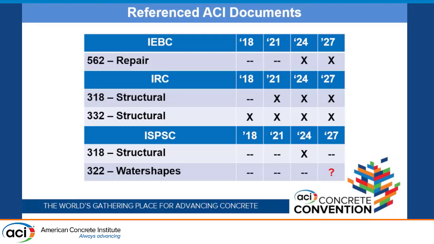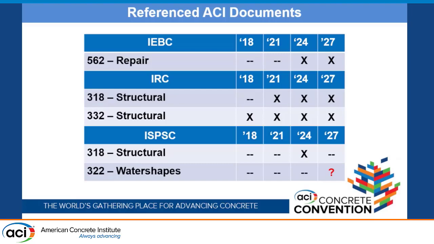In the IRC, we'll continue to have 318 and 332 referenced. And in the International Swimming Pool and Spa Code, for structural design, we have 318 for the reservoir of pools. But the newly formed ACI committee 322 said 318 doesn't go far enough because it doesn't really deal with leakage issues. So there's some durability and leakage requirements that have to be addressed. Initially they were thinking they would get their standard done in time for the 2027, but it doesn't look that way. It'll probably be 2030 before they can get their code in.